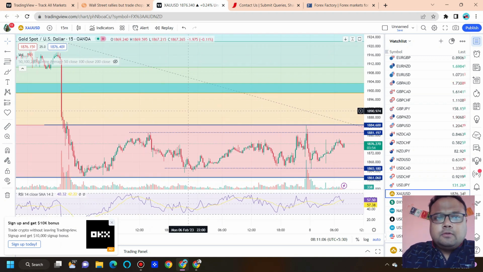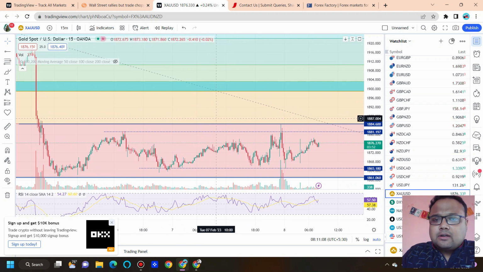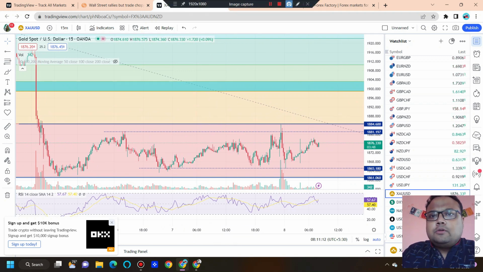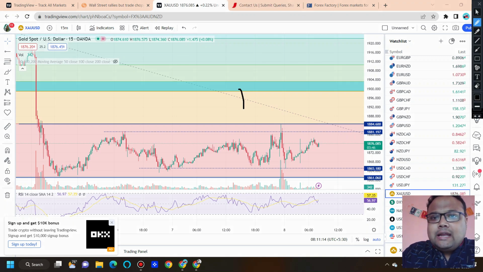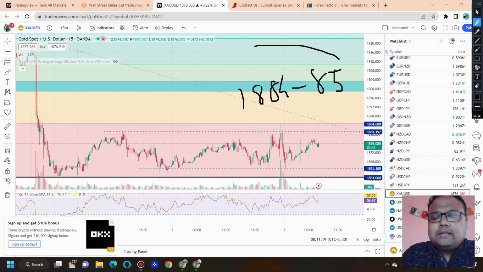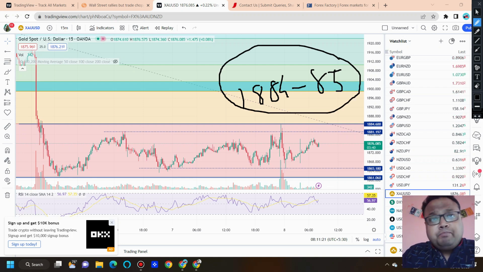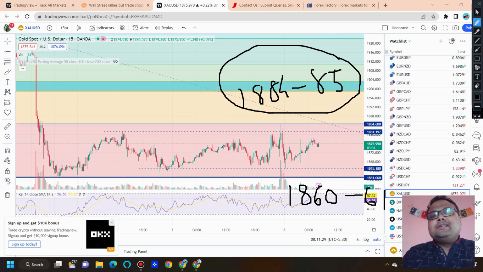Okay, so my dear friends, you can see this is the chart of gold right now, undoubtedly a sideways market. So your resistance is around 1884 to 1885. This is the resistance zone on the market, and your big support on the chart of gold is around 1860 to 1861. So the strategy is simple.